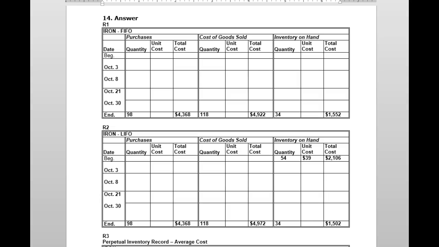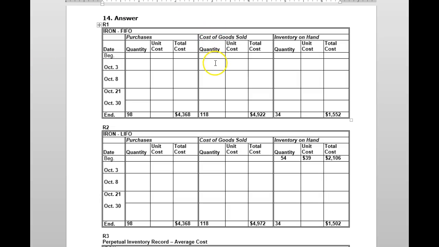So what they're asking is that you figure FIFO, LIFO, and average cost for the scenarios they're giving you. So the first thing they tell you is they had a sale on October 3rd, 44 units. You don't really have to worry about the unit sale price at this point in time because you're more concerned with cost. So when you sell something, you have to figure your cost of goods sold.